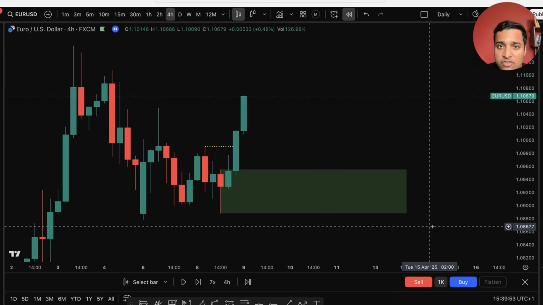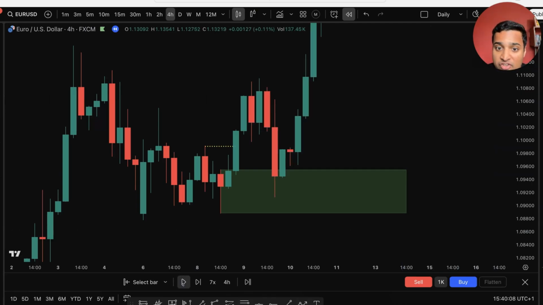Now, shorting at supply zones in this case is riskier, especially as the prevailing trend is an uptrend. So let's see what happened next. So as you can see, price retraced to the demand zone and then pushed much further up.